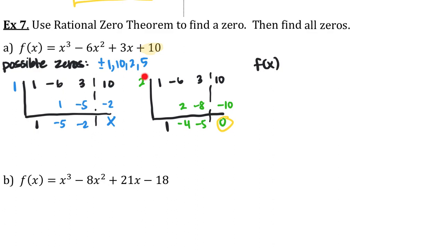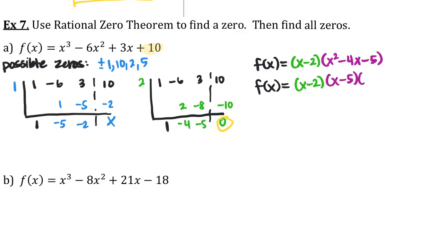Now if 2 is a 0, then what is my factor? My factor is x minus 2. And after I did the synthetic, I was left with this polynomial here, which is x squared minus 4x minus 5. Let me factor this completely. Then I'm going to read the question again to make sure I'm doing what it tells me to do. What is this? Minus 5 and plus 1? Now I have factored it completely.